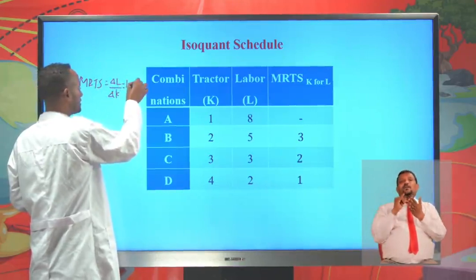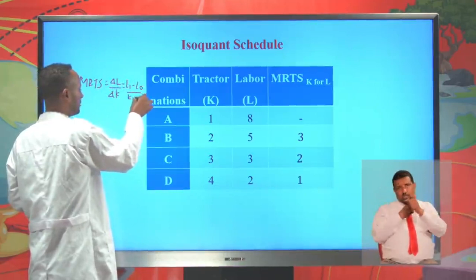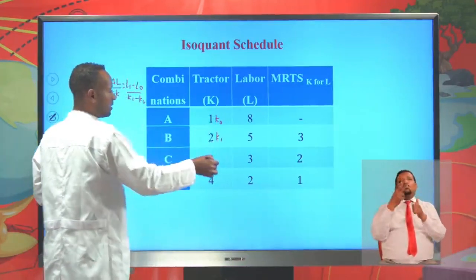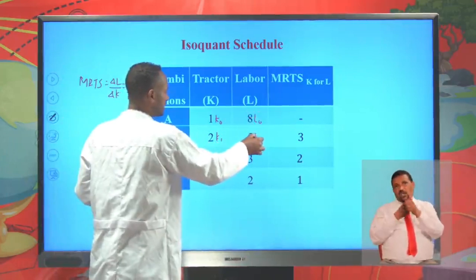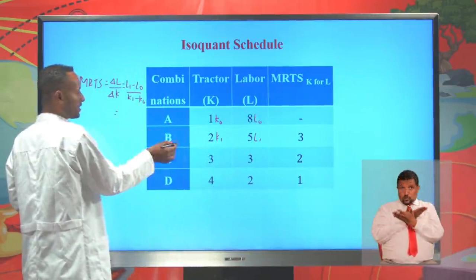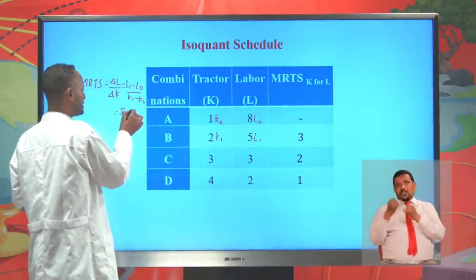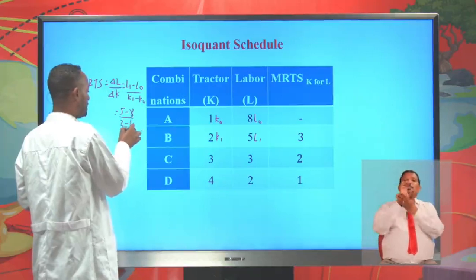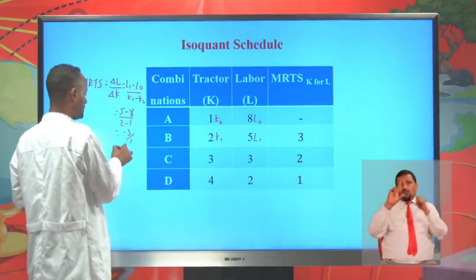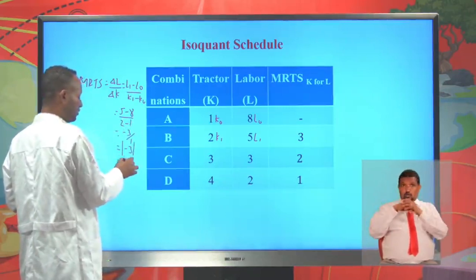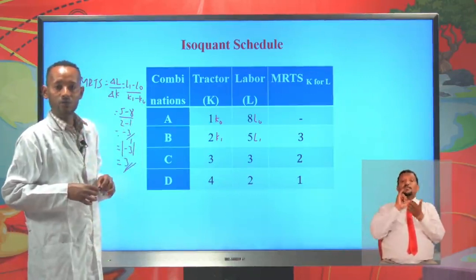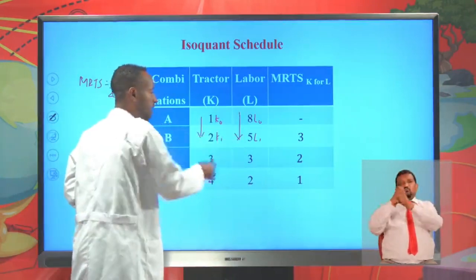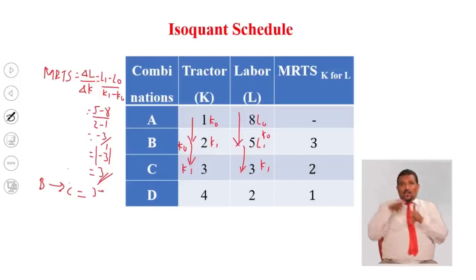And this is labor final minus labor initial divided by capital final minus capital initial. Now let's take this 1 as capital initial and this 2 as capital final. Let's take this 8 as labor initial and this 5 as labor final. And then when we substitute this information in this formula, the value of labor final is 5 minus labor initial is 8, divided by the value of capital final is 2 minus capital initial is 1, which is minus 3 divided by 1, and then we get minus 3. When we put it out of absolute value, we get 3. This indicates that as we increase implement of the variable input tractor from 1 to 2, if implement of the variable input labor decreases from 8 to 5, then we are substituting 1 tractor for 3 labors.